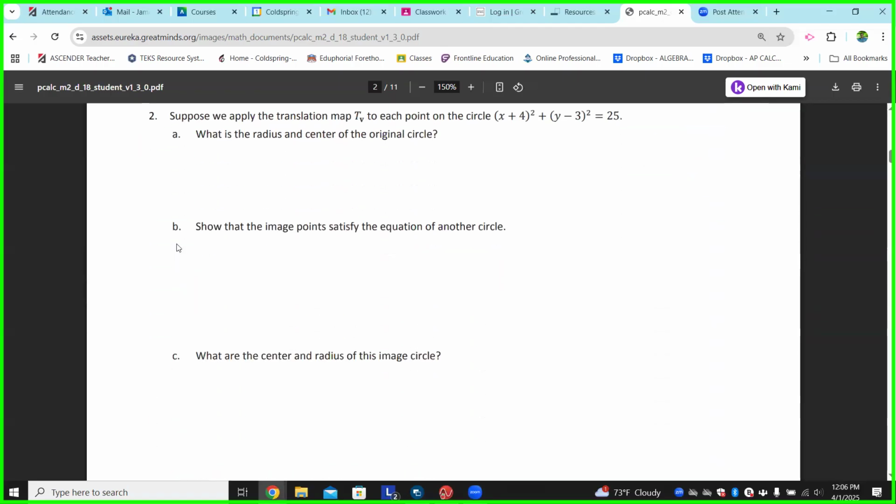So suppose we apply the transformation map TV. This is going to be the original thing on number 1, not the TV we just wrote in our chart. So this is the TV that's in the actual example number 1, where it says x minus 2, y plus 5. That's the TV we're going to look at. And it's on this circle equation.